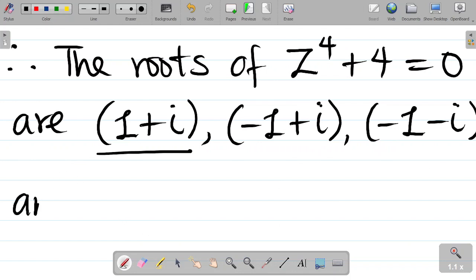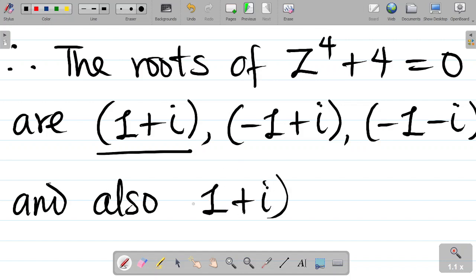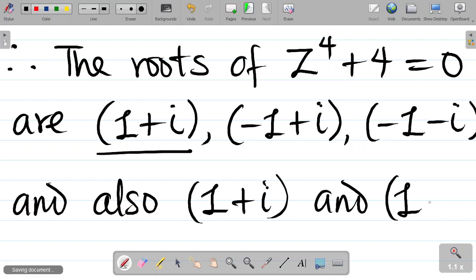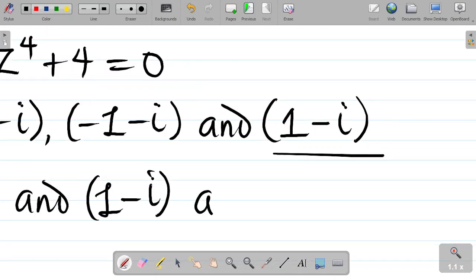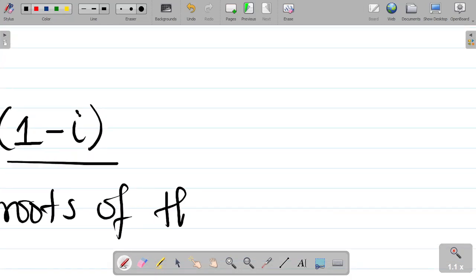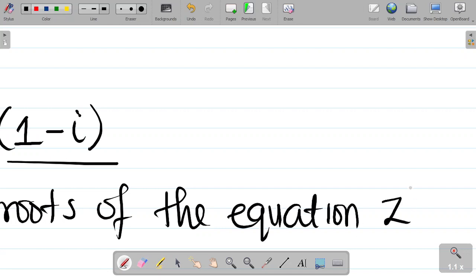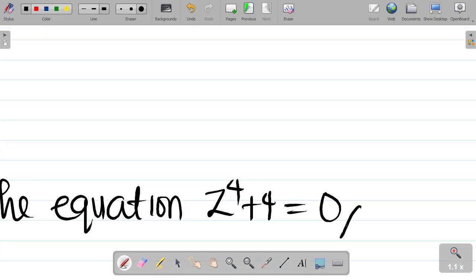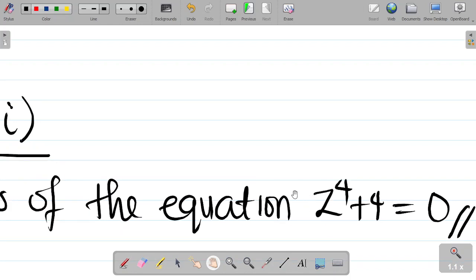So you can say, and also 1 plus I and 1 minus I are roots of the equation. Okay, let me write this time now. Of the equation z to power 4 plus 4 equal to 0. So basically, this is how you solve this particular question.